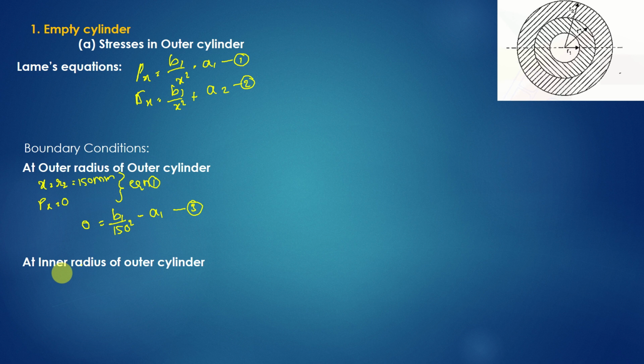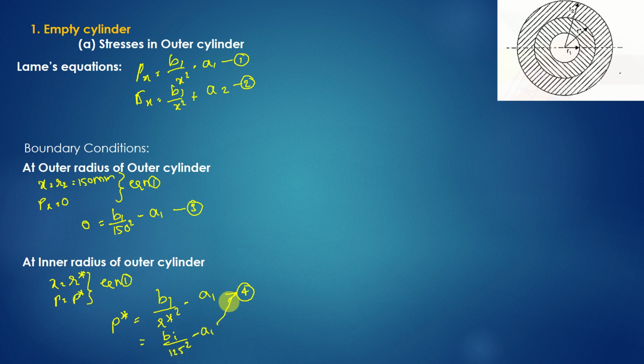Let us apply another boundary condition at the inner radius of the outer cylinder. The outer cylinder has two boundaries, its inner radius and its outer radius. So we are saying for the inner radius of the outer cylinder, x will be r star and p will be p star. Let us substitute them in equation 1. What will we get? So here in place of px I will substitute p star, that is equal to b1 by, in place of x I will substitute r star, square, minus a1. Take it as equation number 4. What is r star here? 125 square minus a1. That is equation number 4.